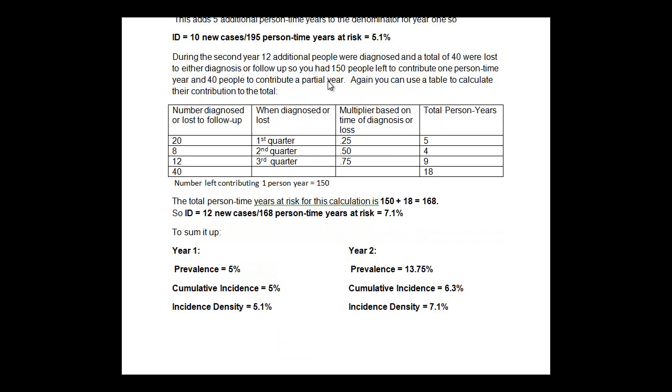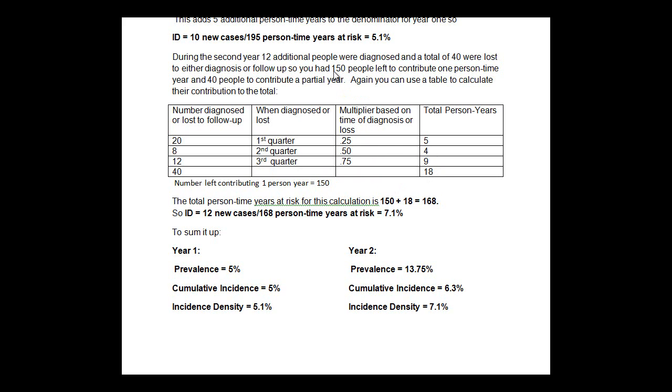So we had 150 people left at the end. 20 were diagnosed in quarter 1, so 20 times 0.25 equals 5. 8 in quarter 2, 8 times 0.5 gives us 4. 12 in quarter 3, so 12 times 0.75 giving us 9. So a total of 40 diagnosed or lost to follow-up, and a total of 18 person years.